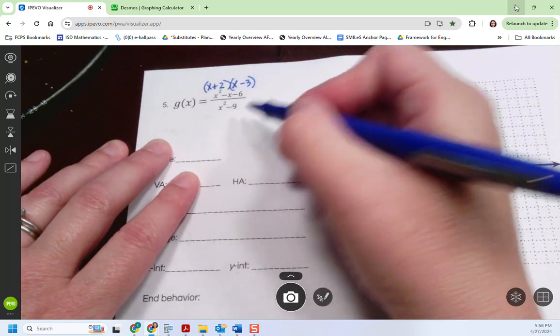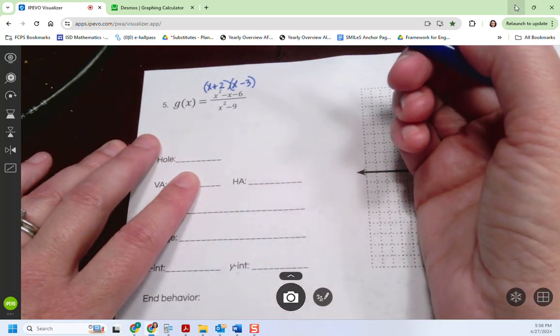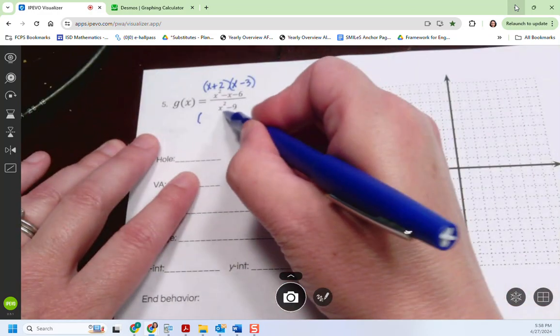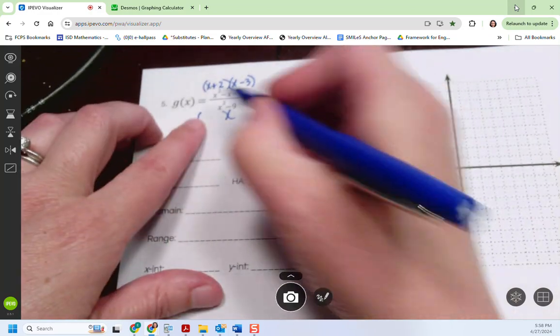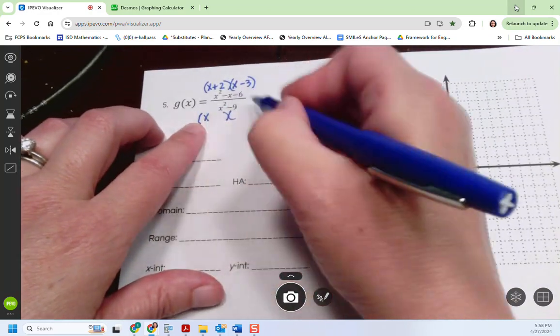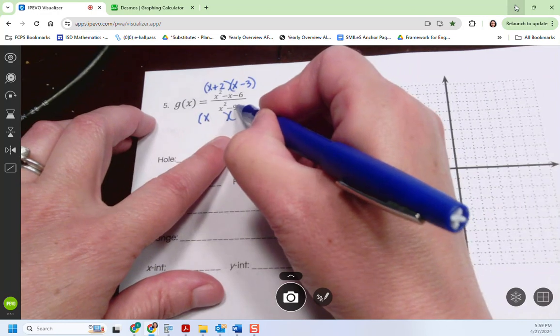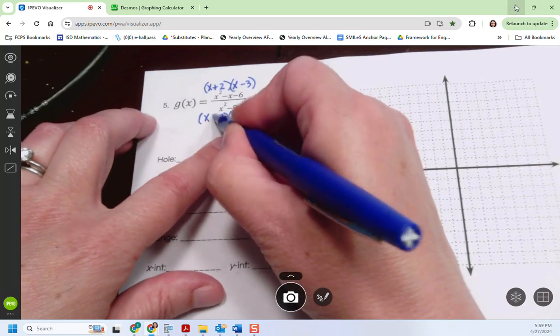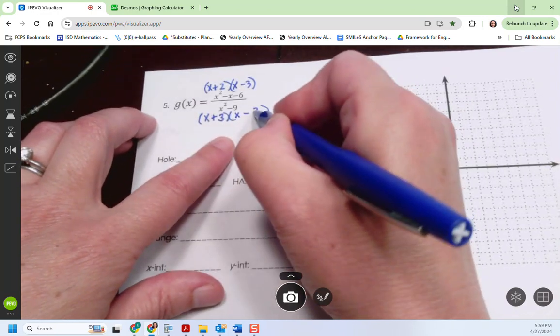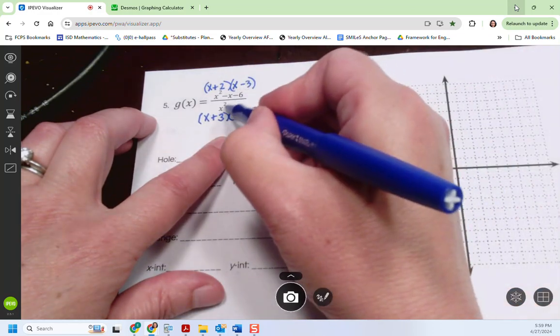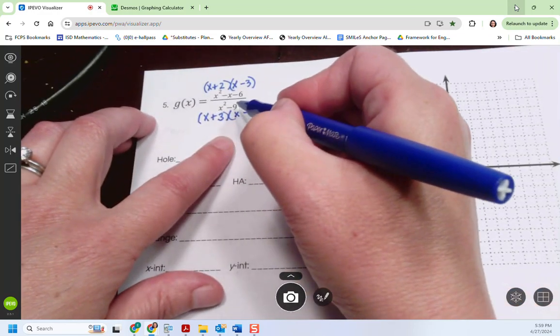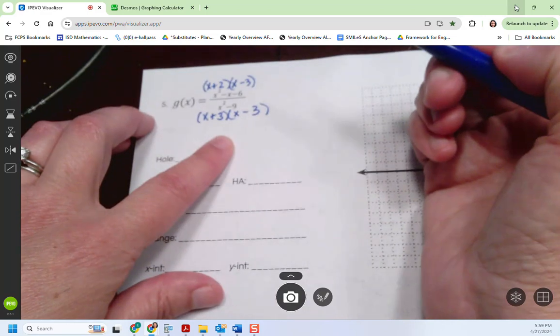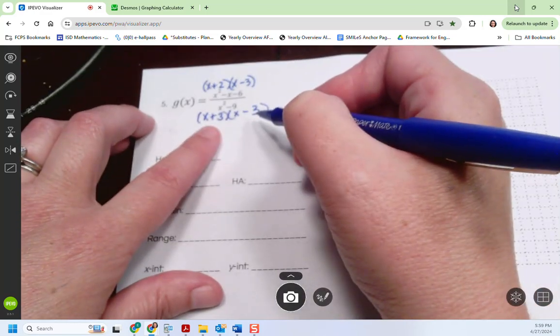In the denominator, we have difference of squares, and those make a plus and minus pattern. One way is just to remember, the first term is the square root of x squared, and the second term is the square root of 9. Another way to think of this is that we're looking for 2 numbers that multiply to -9, and since we don't have a middle number, they're going to add to 0. And it's still going to be 3 and -3.